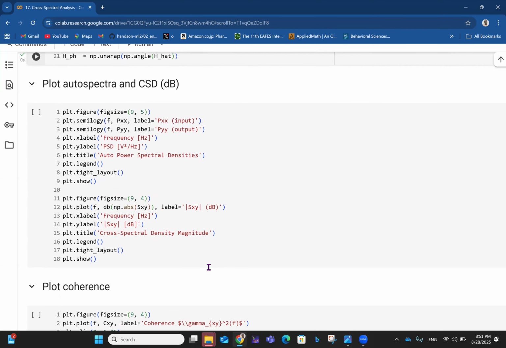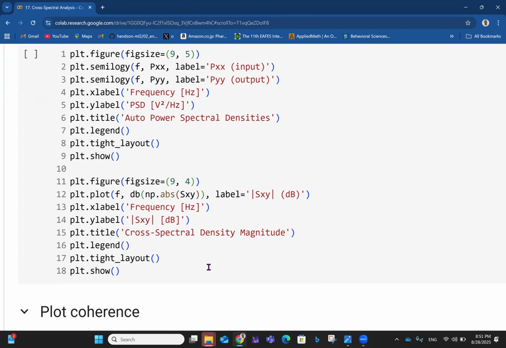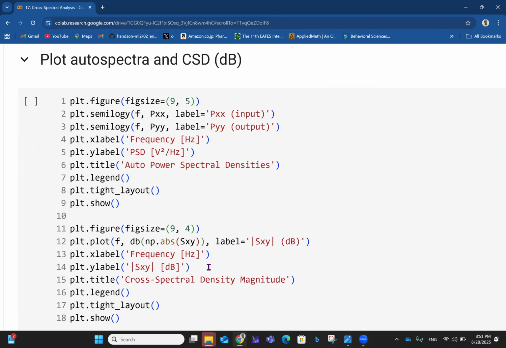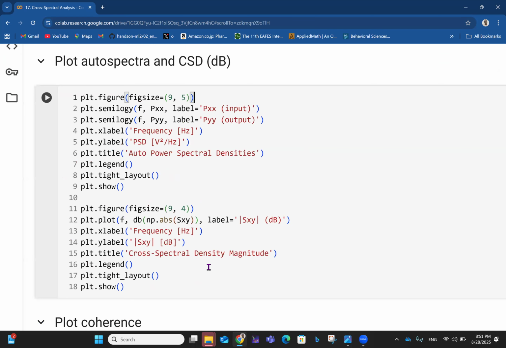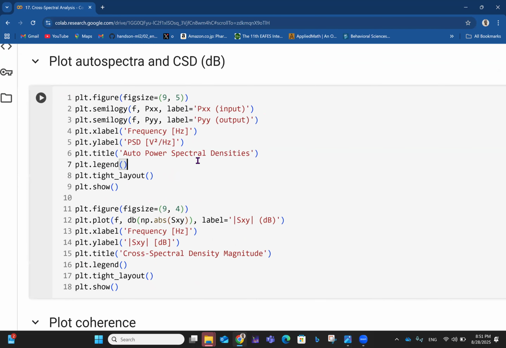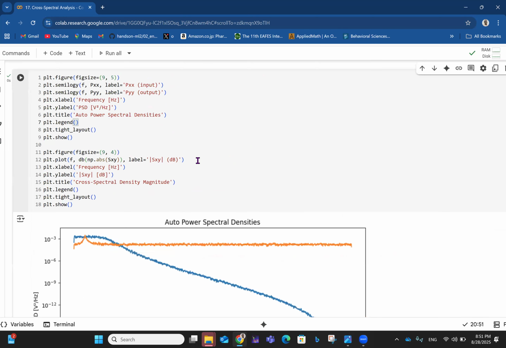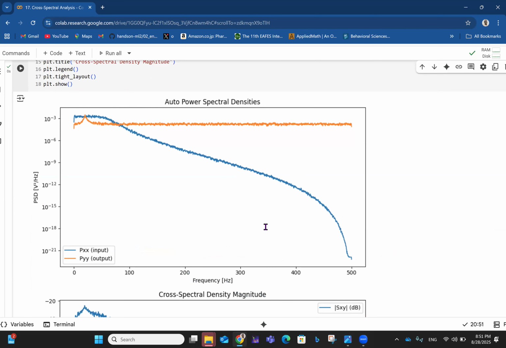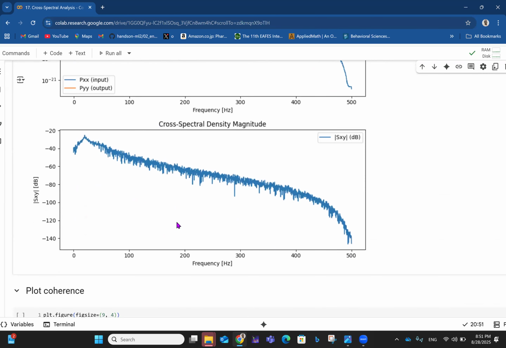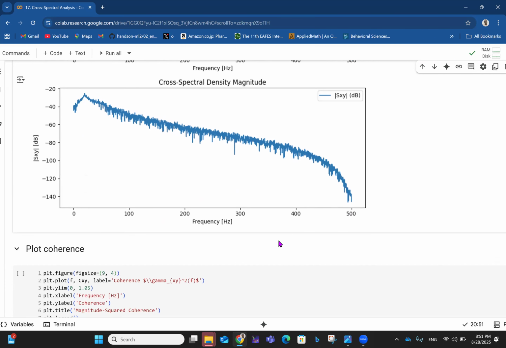So we can then plot the autospectral and the cross-spectral density as defined previously. Using semilogy, we run that and then we have this. So we have the auto power spectral densities. The blue one is for the X periodogram, and the red one is for the Y periodogram. And then we have the cross-spectral density magnitude, which is the absolute value of Sxy.